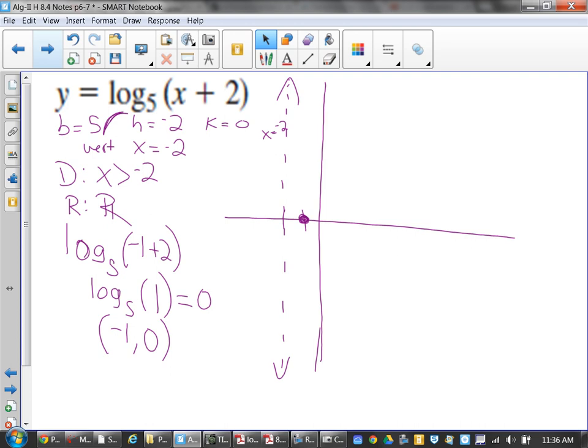Good. So then your y is. Oh, I forgot about that little thing. When you do that, you're going to get what for your y value then? What's log base 5 of 5? 1. So your ordered pair here is 3, 1.